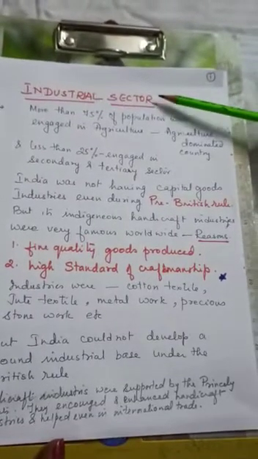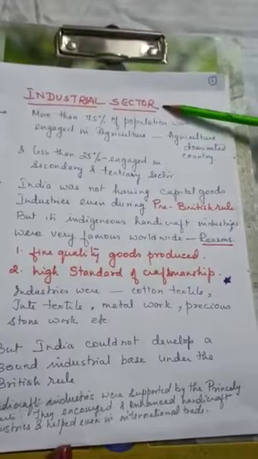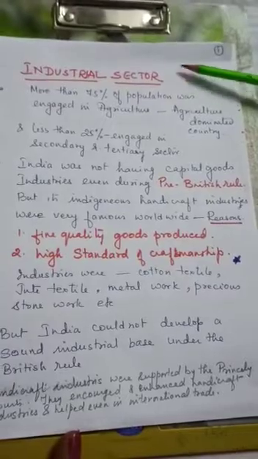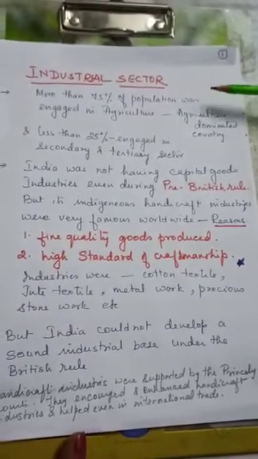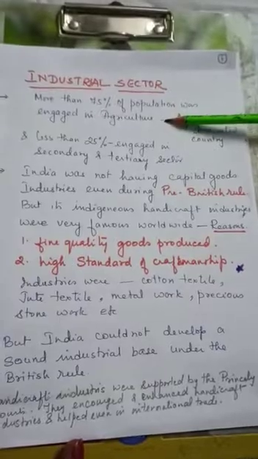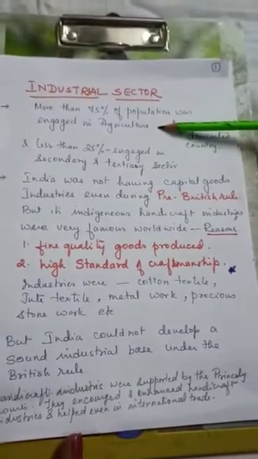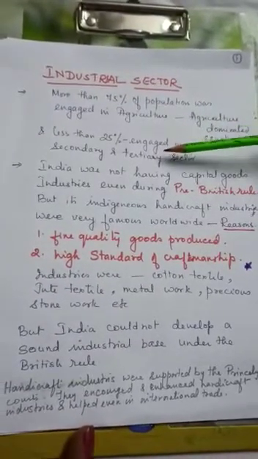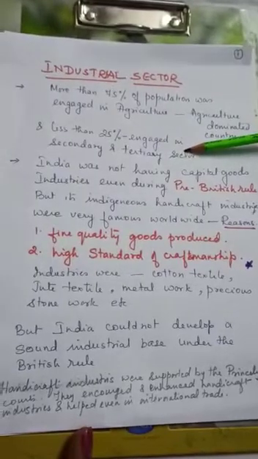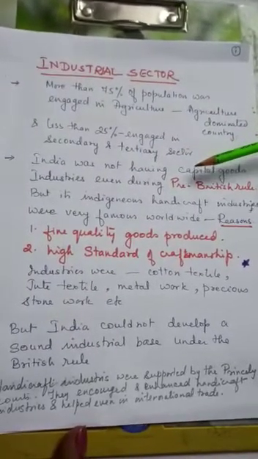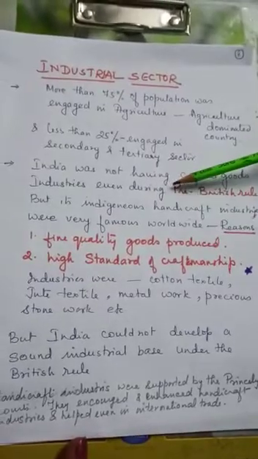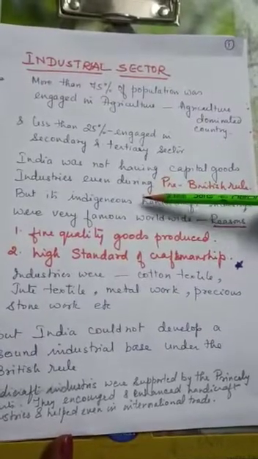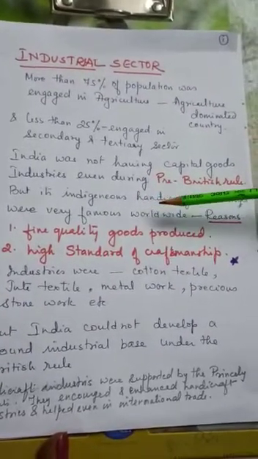Before we start with the industrial sector during British rule, we need to know that even before the British rule, or pre-British rule, more than 75% of the population was engaged in agriculture. That means India was an agriculture-dominated country, and less than 25% engaged in secondary and tertiary sector. India was not having capital goods industries or heavy industries even during pre-British rule, but its indigenous handicraft industries were very world famous.